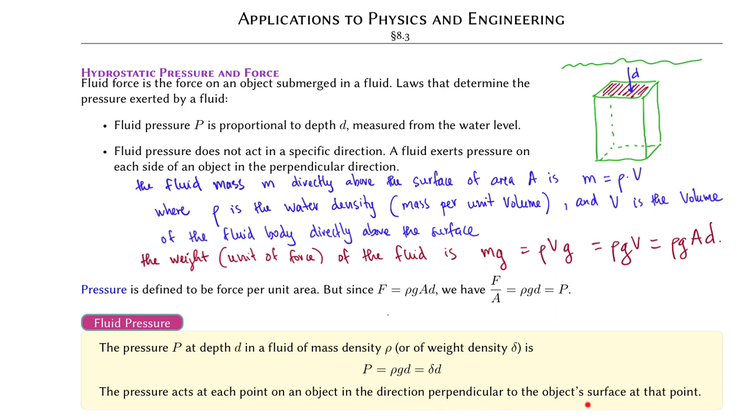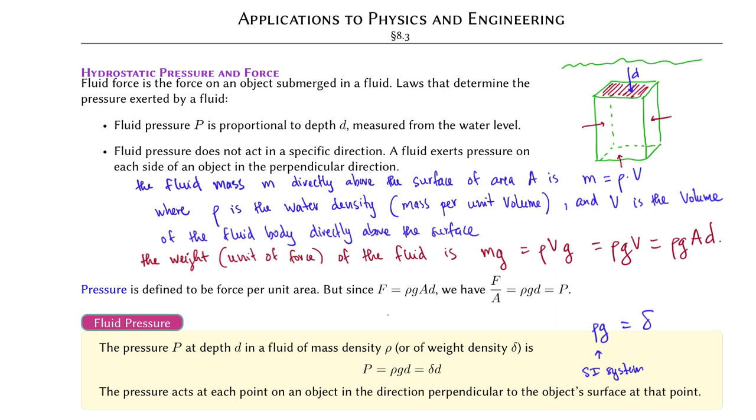The pressure acts at each point on an object in the direction perpendicular to the object's surface at that point only. What this means is that at any point on the object, the pressure acts perpendicular to the surface at that point on the object only. Since the pressure is rho g d equals delta d, rho g is delta.